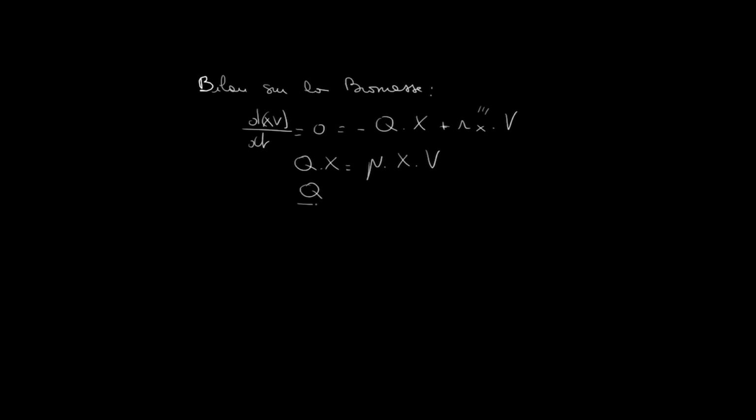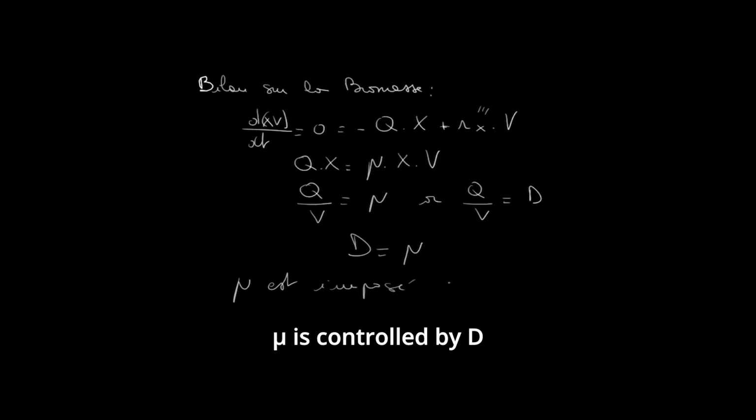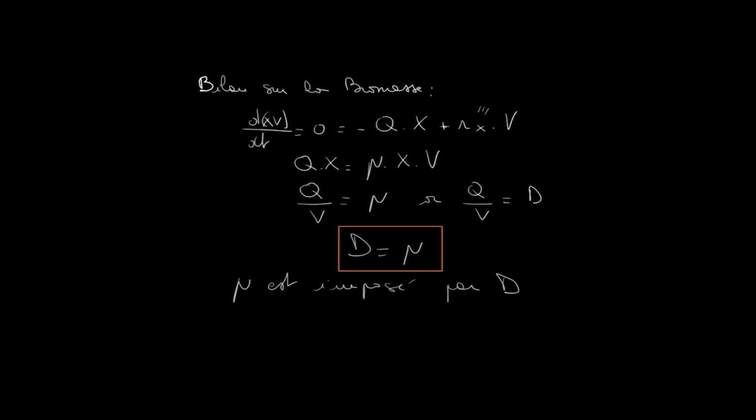If we isolate Q over V, we will make appear the dilution rate, because Q over V is the dilution rate. By simplifying the biomass concentration in this equation, we will demonstrate that mu is equal to D, the dilution rate. In a chemostat, the growth rate is controlled by the dilution rate. This is one of the major results of the chemostat.